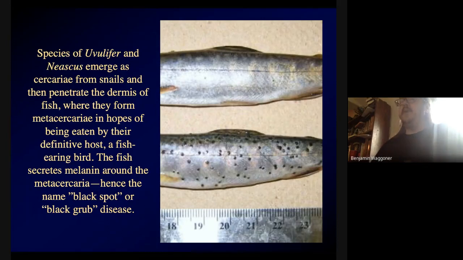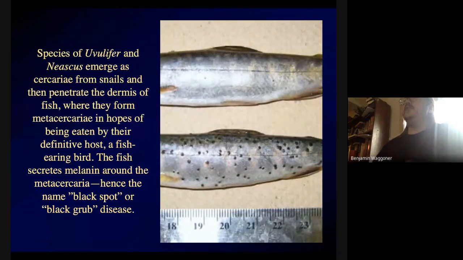But the fish, as part of its immune response, tends to secrete melanin around the metacercaria. So this makes for black spots. If the fish gets eaten by its definitive host, which would be a fish-eating bird, a kingfisher or a heron or something like that, the metacercaria will pop up and form adults. The name for this is black spot disease or black grub. There are other species that can form yellow swellings on the fins. That's called yellow grub disease.